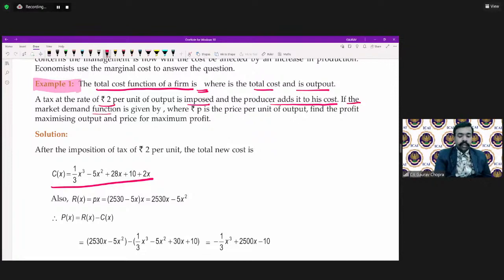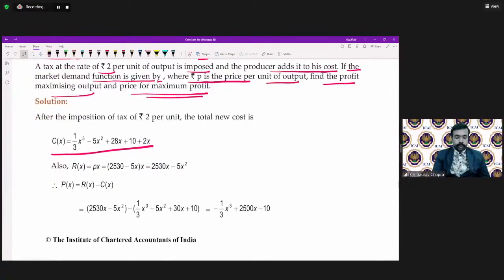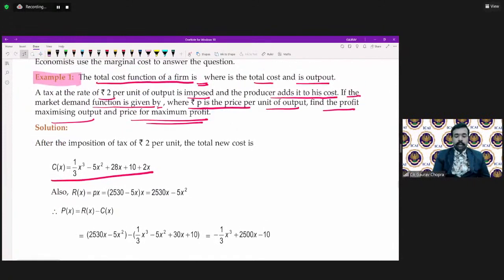If the market demand function is given by, so the demand function is also missing here, where rupees P is the price per unit of output, find the profit maximizing output and the price for the maximum output. Here the cost function which was missing in the question is written here, Cx is equal to 1 by 3 x cube and so on. This is the cost function.